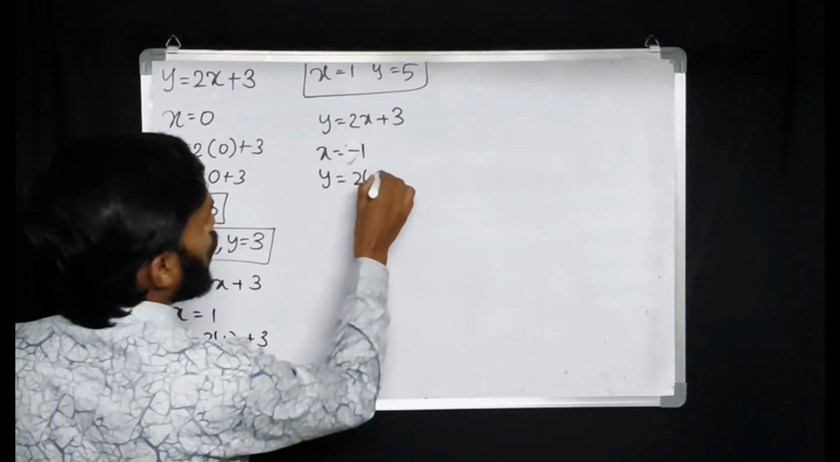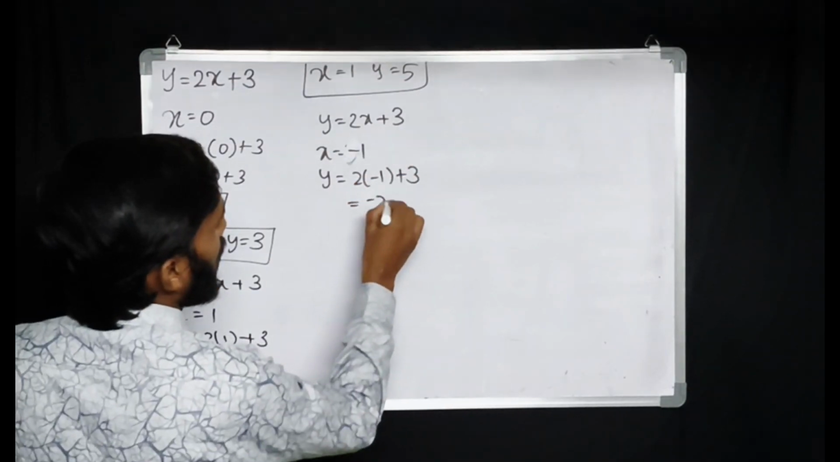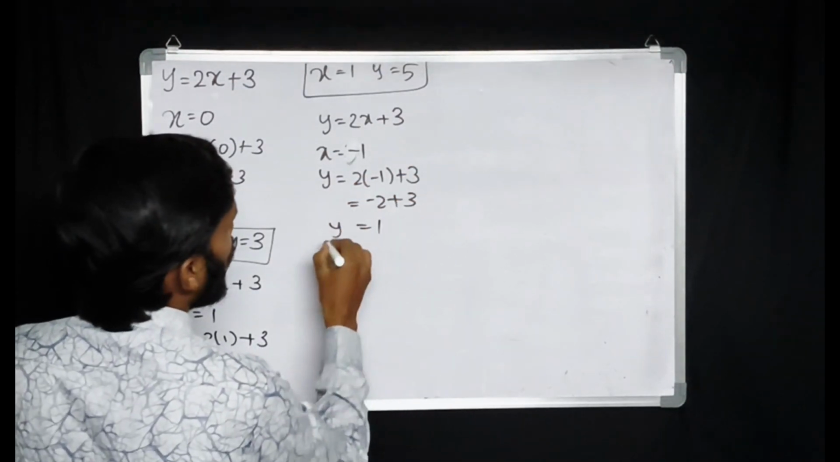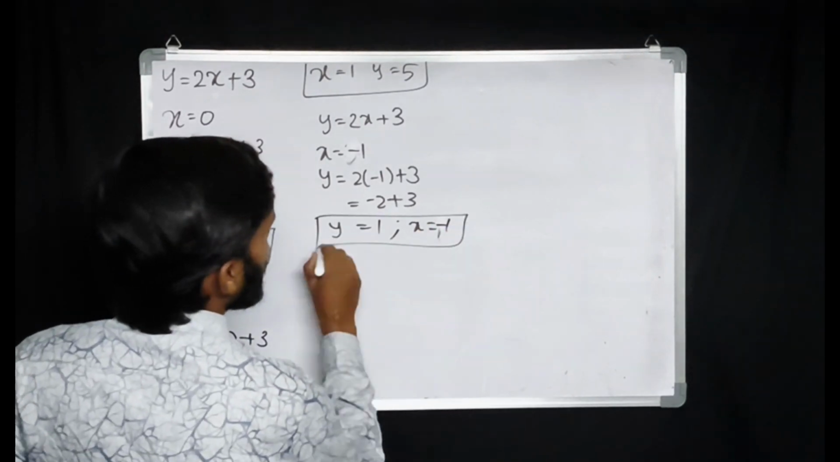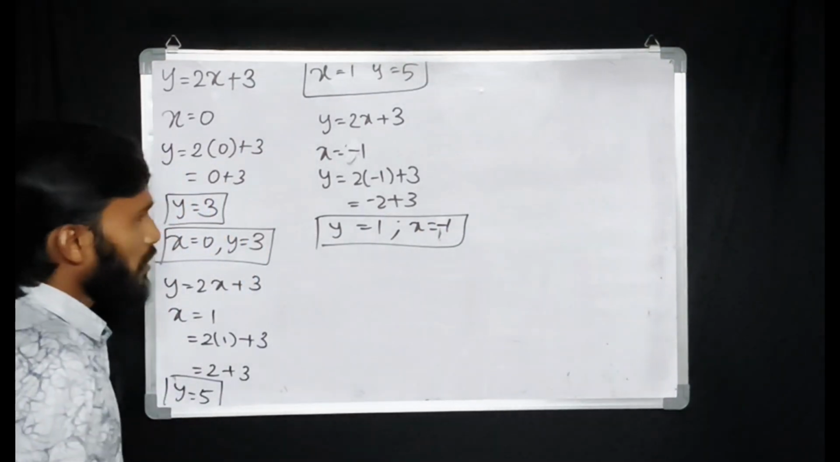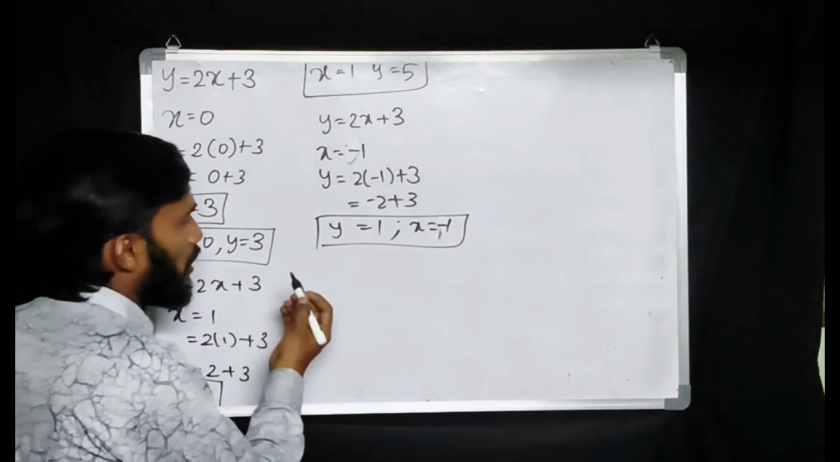y is equals to 2 into minus 1 plus 3, minus 2 plus 3 is equals to 1. Here, x is equals to minus 1. This is another point.